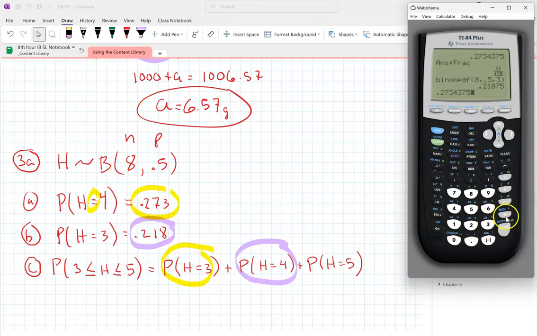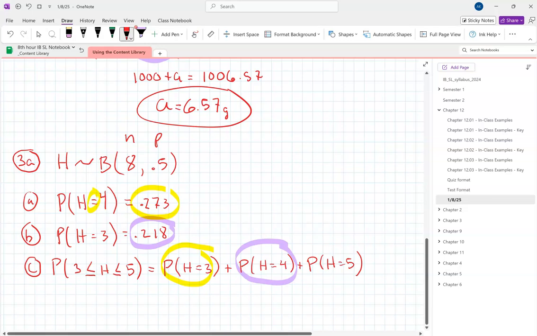So I'm going to grab my answer. There's my 0.273 plus, and then I'm going to grab that answer, the 0.219, there, and then plus, and then distributions, binomial PDF, and this time the x is 5. So I get 0.711. Makes me want a Slurpee.